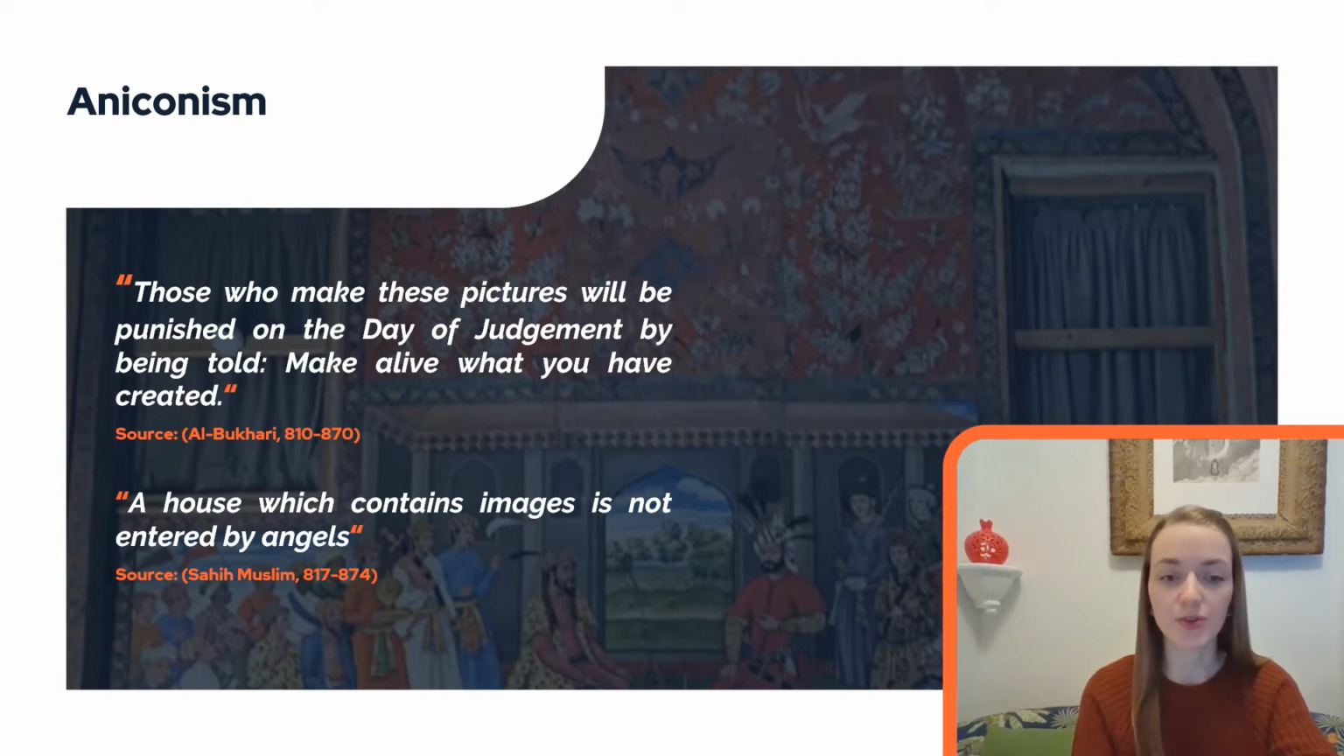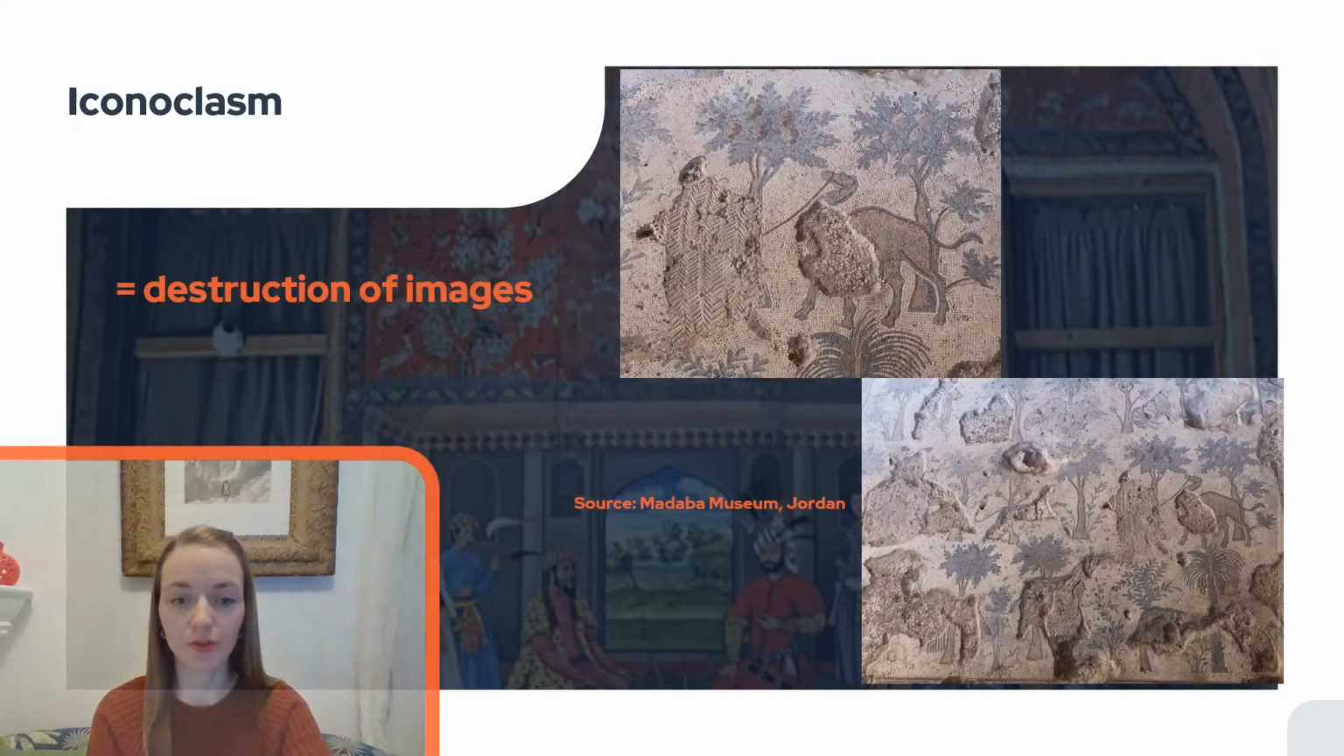Often this is related to iconoclasm, which is different as it relates to the destruction of religious icons and monuments due to religious or also political motifs. For example, you can find it on multiple late antique mosaic pavements in Jordan.